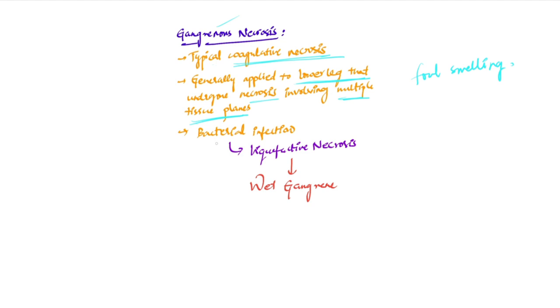But if the gangrenous necrosis is occurring by a bacterial infection, that will lead to liquefactive necrosis. So coagulative necrosis is the dry gangrene. But during bacterial infection, you will see the liquefactive necrosis, that is the wet gangrene.